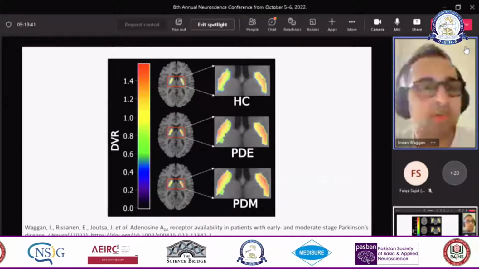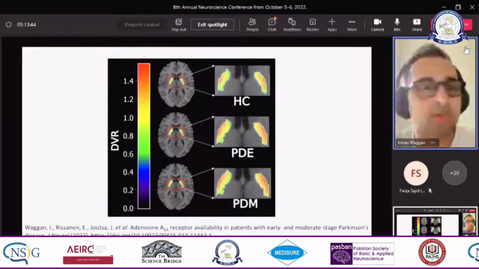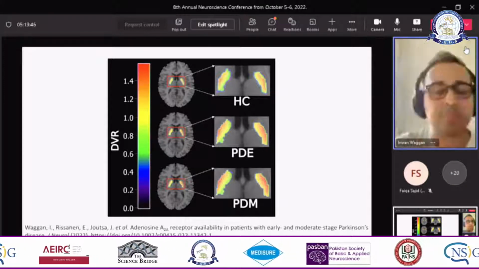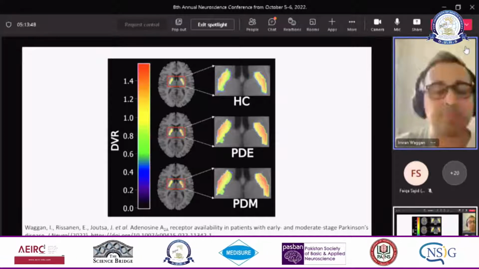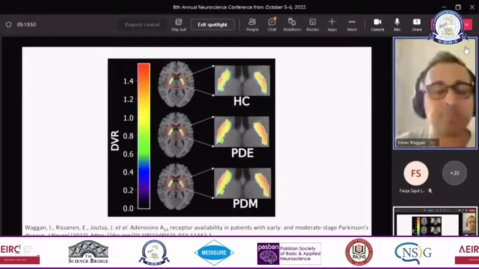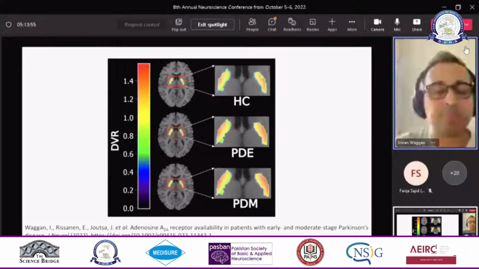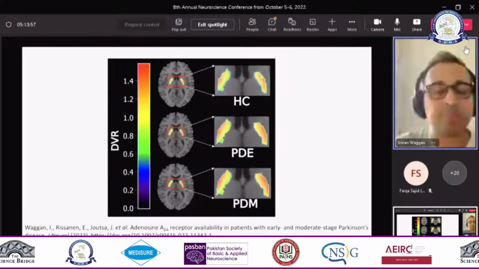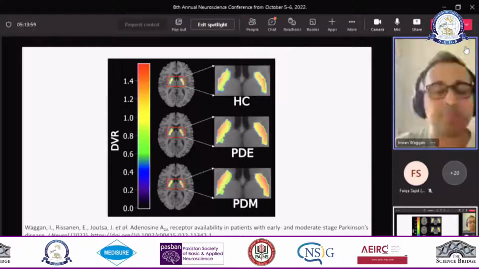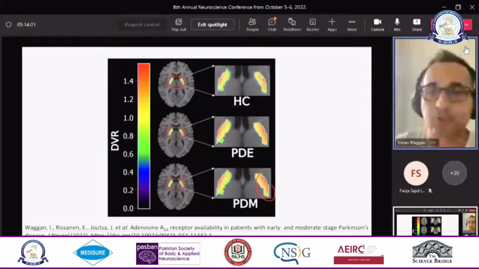I'm sure you can appreciate, it's pretty hard to see, but there was an increase in A2A receptor expression in the pallidum. I shouldn't say expression, I should say availability, because it's an indirect measure with PET. So there was an increase in the pallidum A2A receptor.